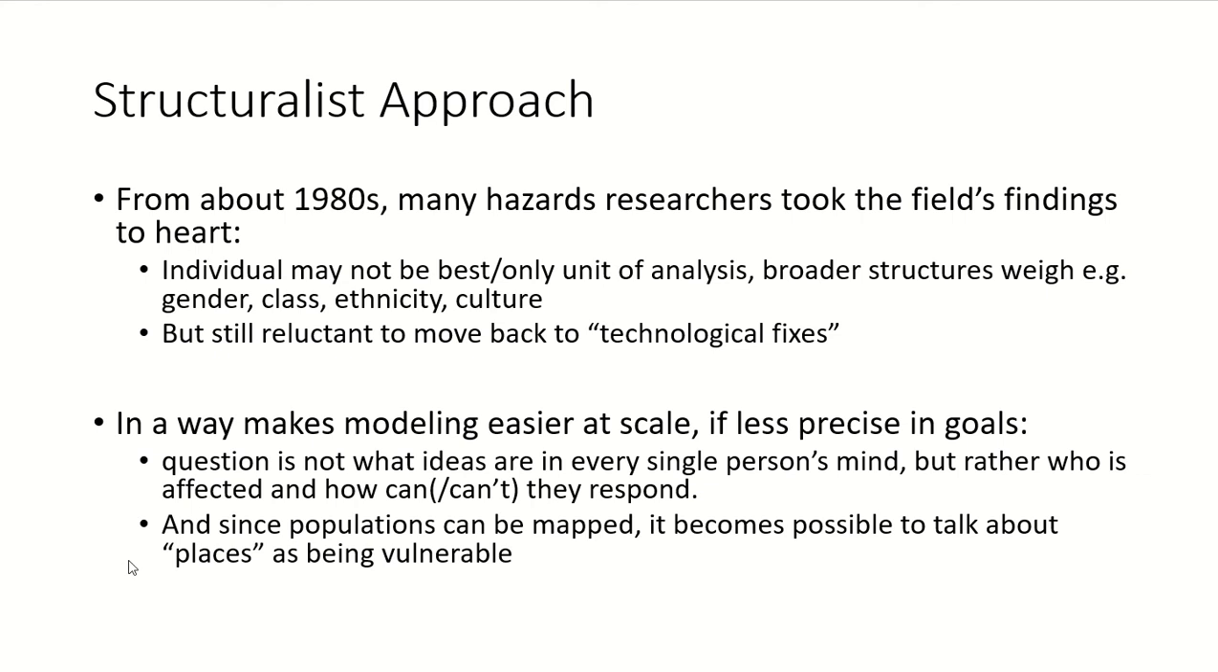And again, since populations can be mapped realistically, we're not speaking about individual households here, it becomes more possible to talk about places themselves as being vulnerable. And for places, we have a host of environmental variables that might be related to risk or vulnerability, such as elevation, slope, surrounding slope, perhaps land use cover, land cover, but also social variables, those things like gender, class, ethnicity, culture. They might not be easy to map, but they're mappable, as we'll see.